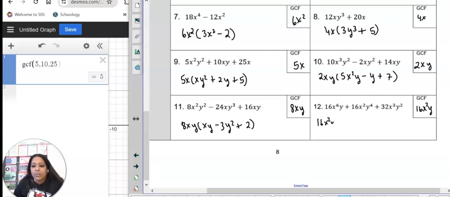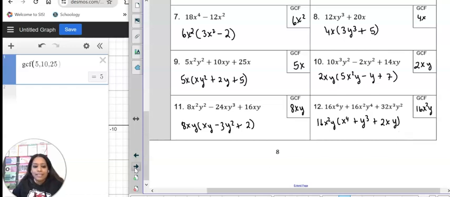16x squared y. Alright, so 16 divided by 16 is 1. 6 minus 2 is 4. And then the y's get cancelled out. Plus, those get cancelled out, so I just have y cubed here. And then 32 divided by 16 is 2. And then you have just x, and then y squared divided by y, that's just 1y.